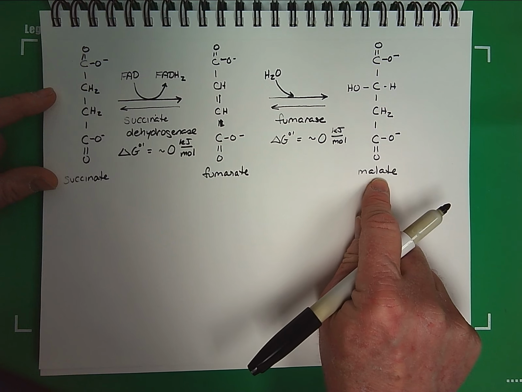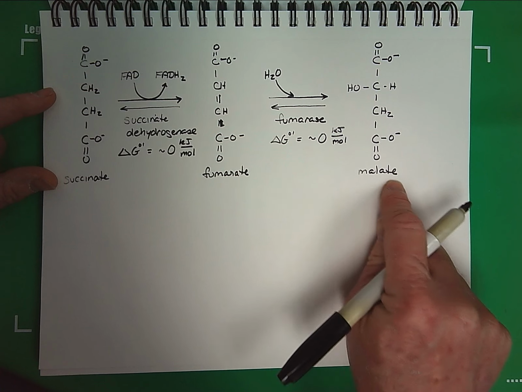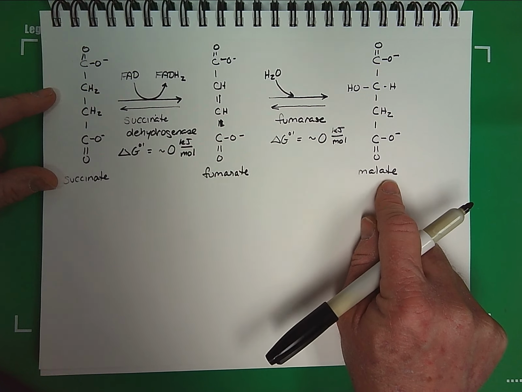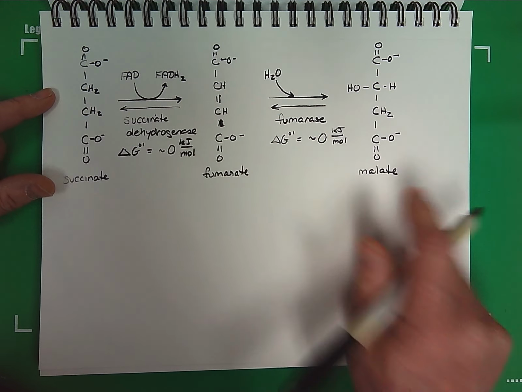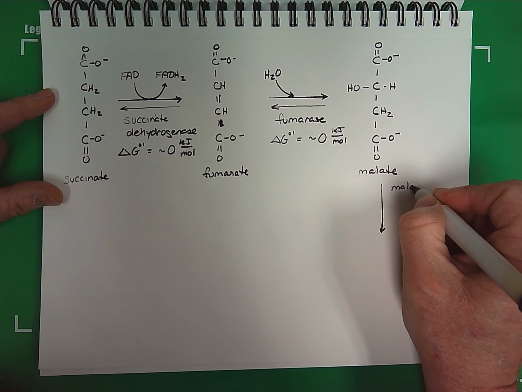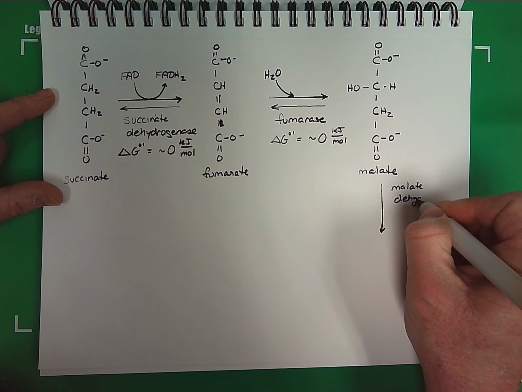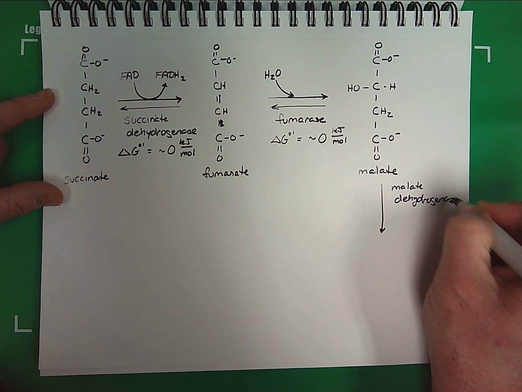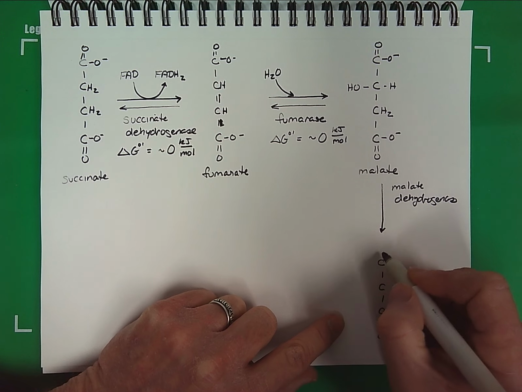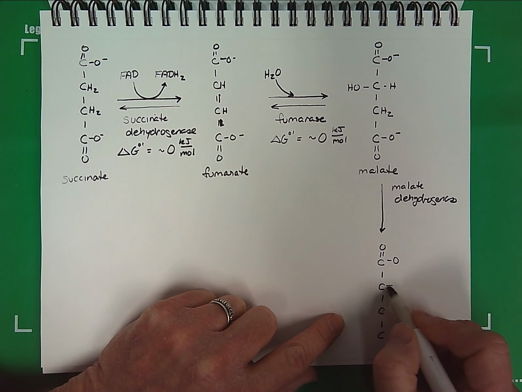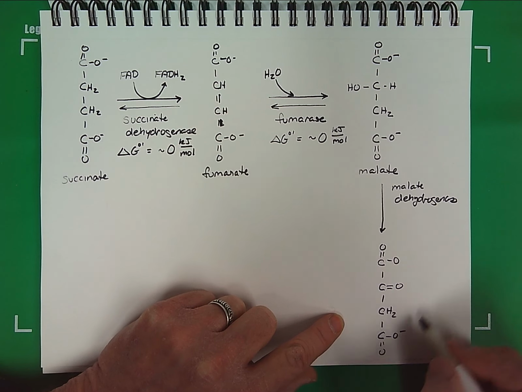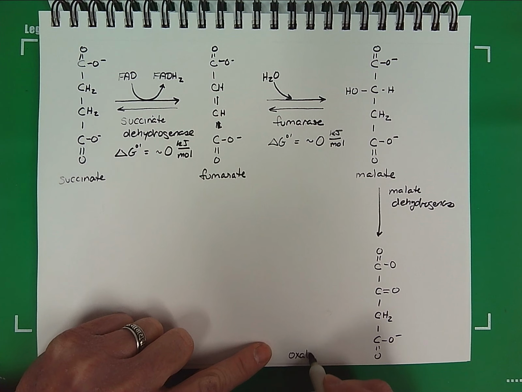Now, if you recall the structure of oxaloacetate and compare that with malate, you'll see that we are now only one step away from generating our initial substrate to begin the TCA cycle. This will be done by the enzyme malate dehydrogenase to get us to our final step. And our final step, of course, is oxaloacetate.